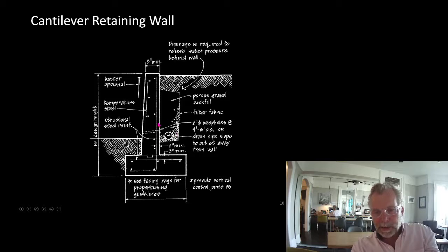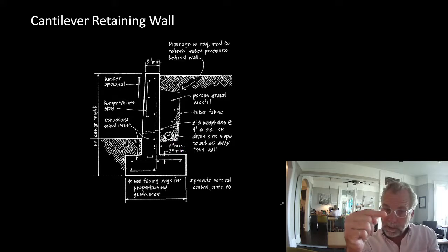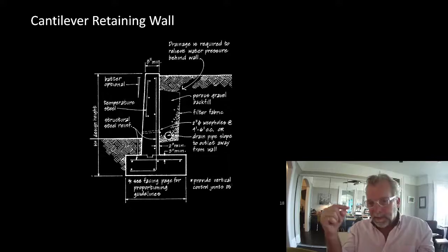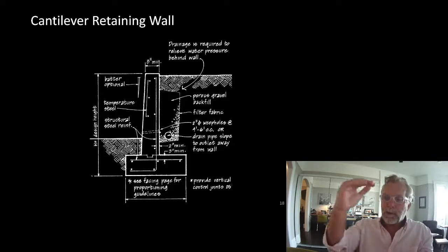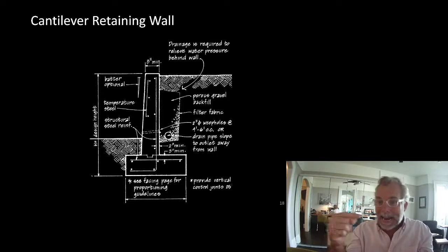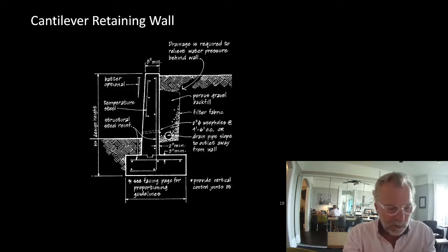Drainage. Drainage is important for retaining walls. I mentioned the soil acts like a fluid and pushes laterally, like fluid in a container. If we have fluid behind the wall, that adds to the force, and it adds significantly. So we want to drain the water away from the back of the wall.